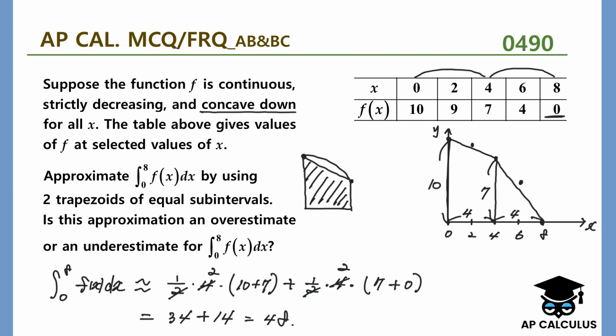What if f is concave up? Let's say we have concave up like this. Then our trapezoid will be an overestimate, right? If we draw a line segment like this, the area of the trapezoid is an overestimate because that's greater than the actual area under this curve, right? So the answer for this question is an underestimate for this definite integral since the function is concave down.